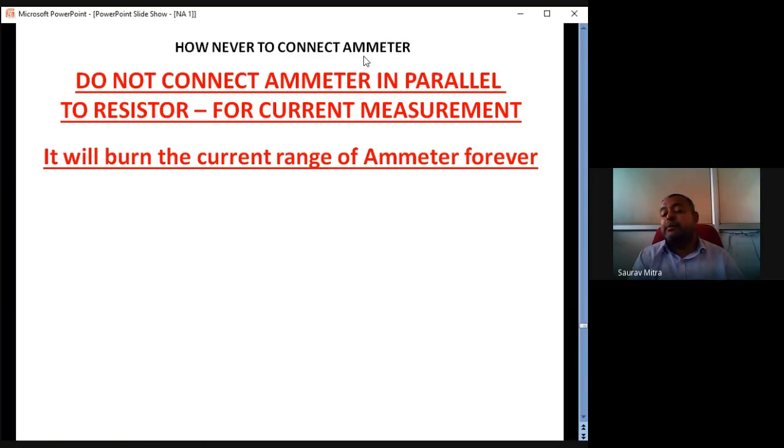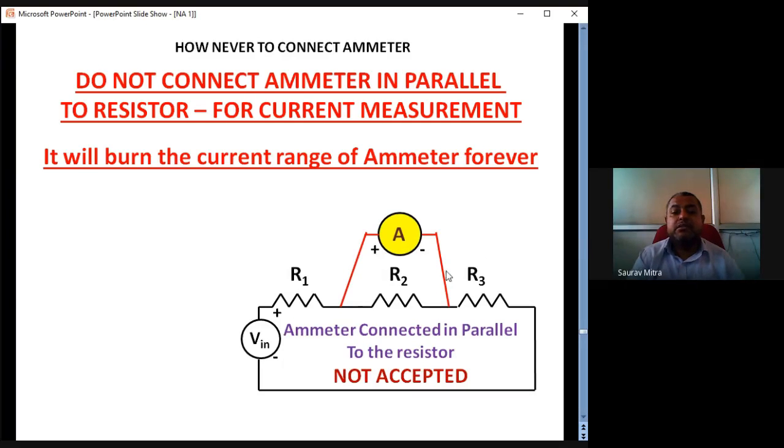How never to connect the ammeter? The same thing I have explained, I am showing it here. Do not connect the ammeter in parallel to a resistor for current measurement. Very important thing, it will burn the current range of the ammeter. So this is how not to connect, that's why I have shown it in red. So you want to measure current through R2. What to do? Between R1 and R2, you break this junction first and then insert the ammeter. But here you are not breaking the junction.